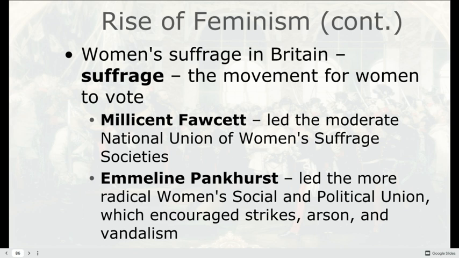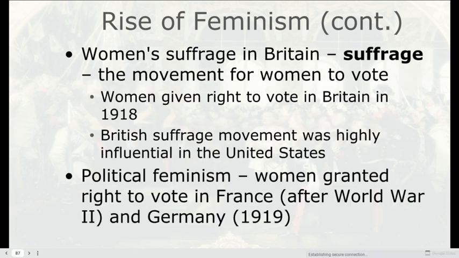And then Emmeline Pankhurst. Pankhurst is spelled Pankhurst. Emmeline Pankhurst was a more radical person who believed in using strikes and even arson and vandalism. So a bunch of women beating stuff up. Yes.